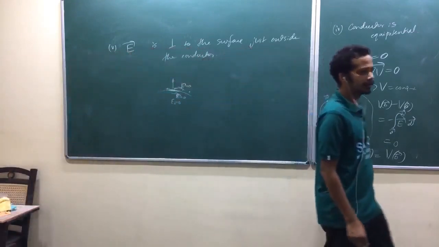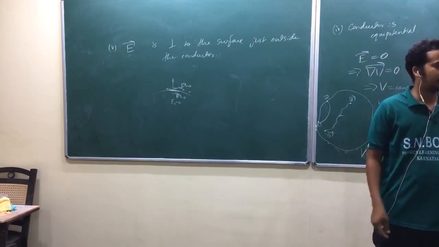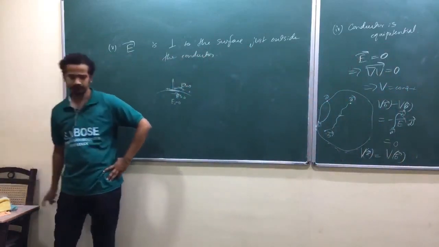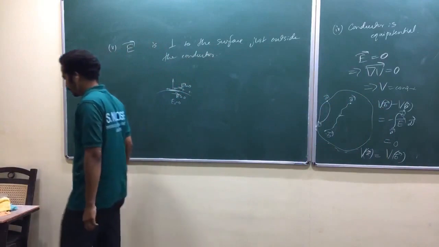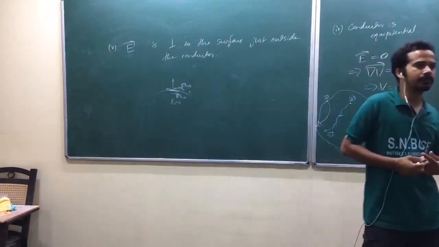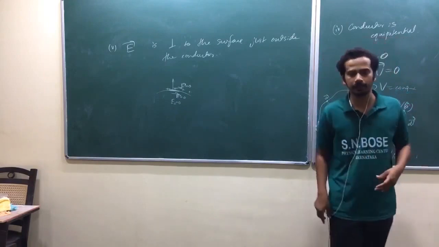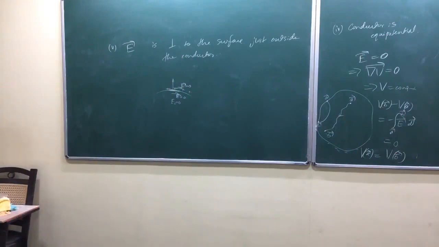Continuity of the parallel component of the electric field certifies that there will be no parallel component of the electric field. There will be no parallel component. Any problem with the video? There will be no parallel component of the electric field.